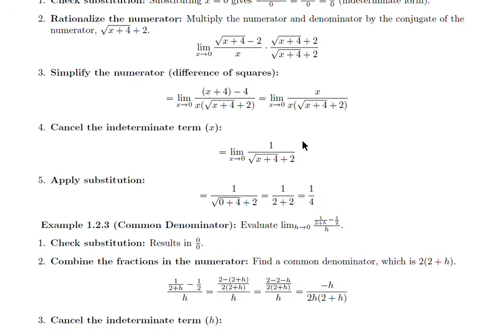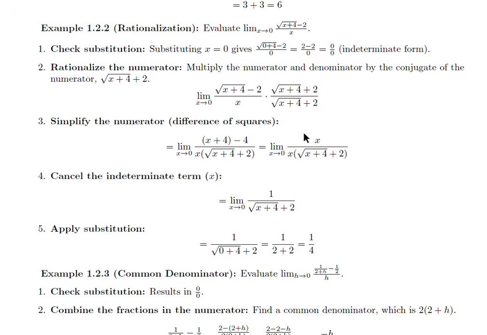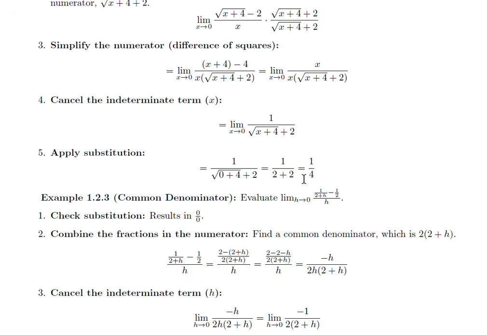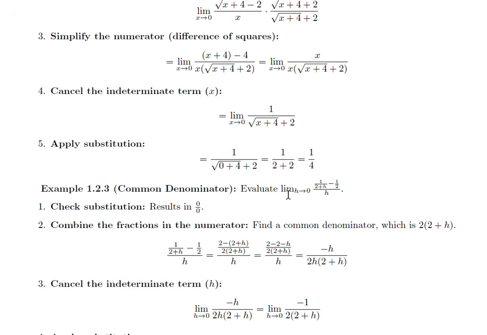It implies that as x approaches 0, that function, root x plus 4 minus 2 all over x, approaches 1 over 4.